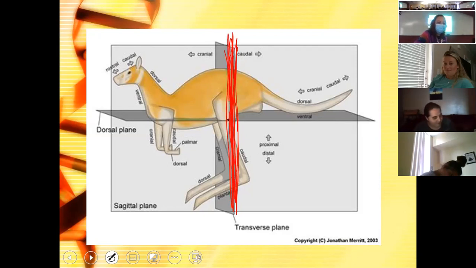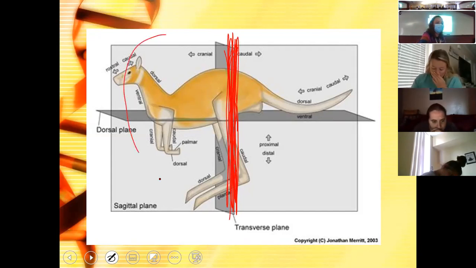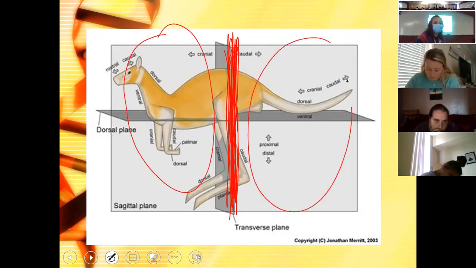All right, so this plane right here that I'm drawing separates what from what? The top from the bottom, which is what plane? The transverse plane. Top from bottom. It's going to be right here. Top from bottom, pull them apart, transverse.